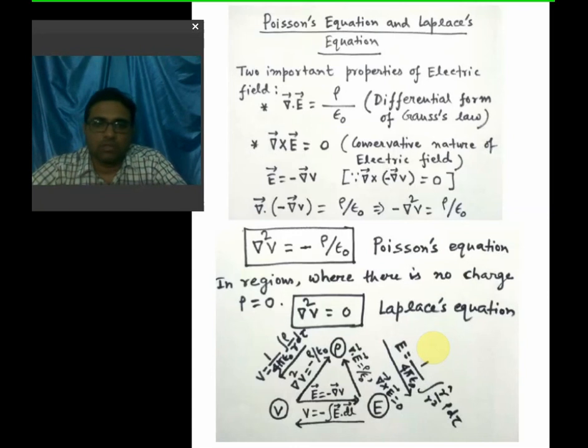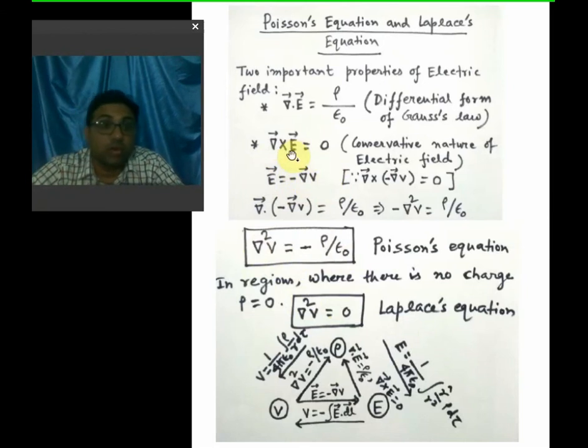Okay, so this is the importance, that we can find out the unknown potential using this equation. And if we want to find out the electric field, we have to use the gradient of the potential, this equation, minus grad of this potential. So here we have to handle only one equation. But for the electric field we have to handle the equation minus grad V.